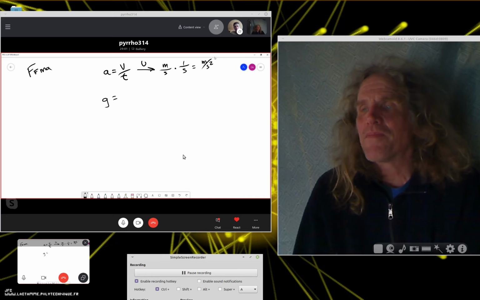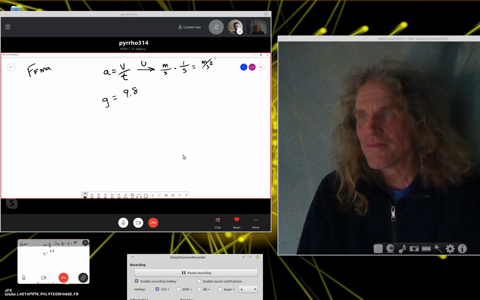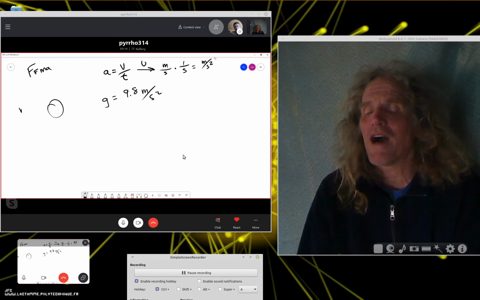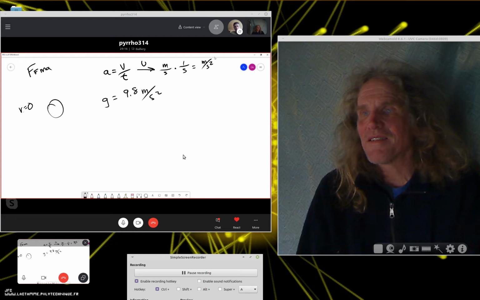G's acceleration is 9.8 meters per second squared. Let's talk about what that means. So we've got a thing that starts at zero velocity. If we go by v zero equals zero, then it falls.